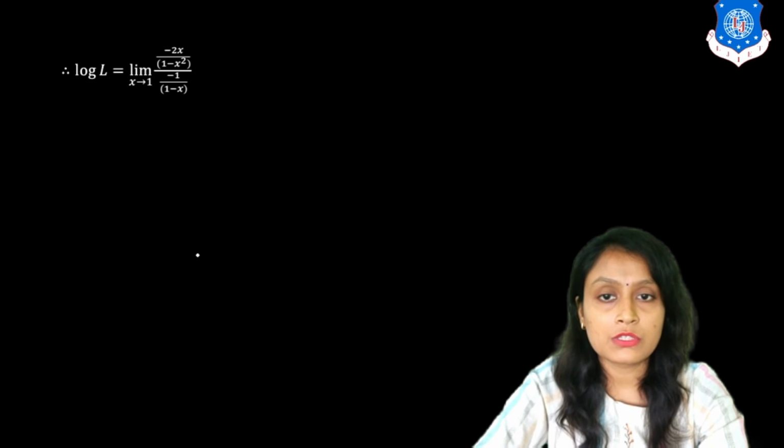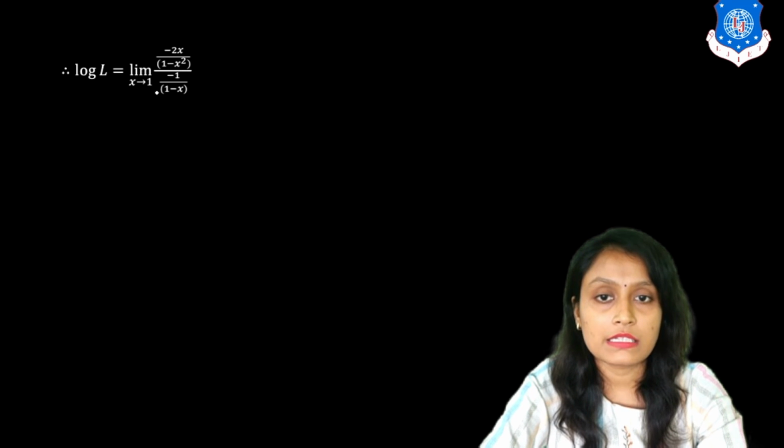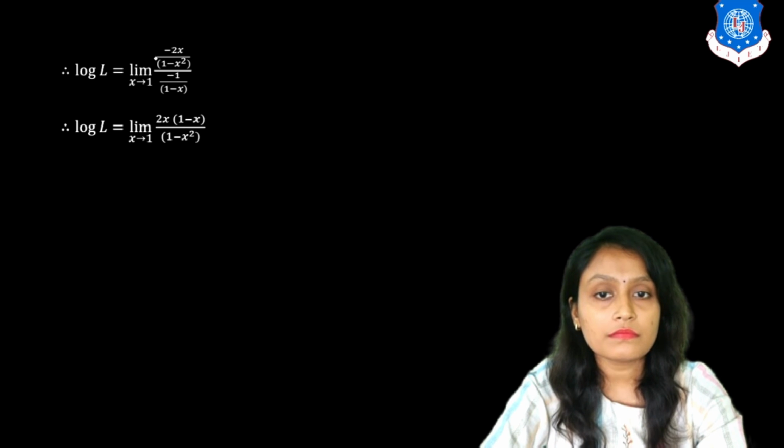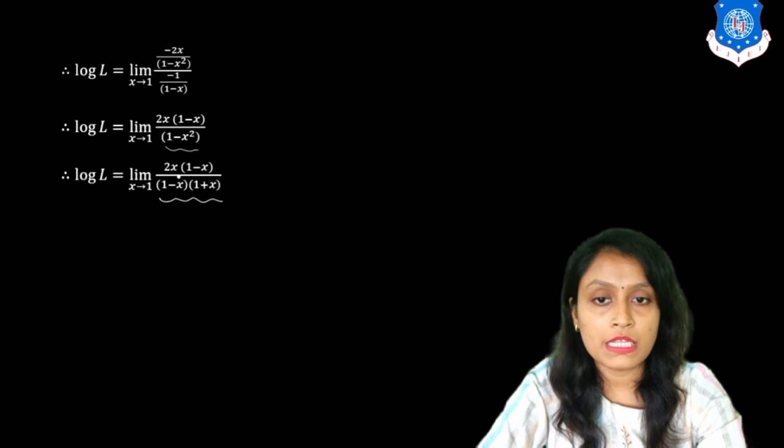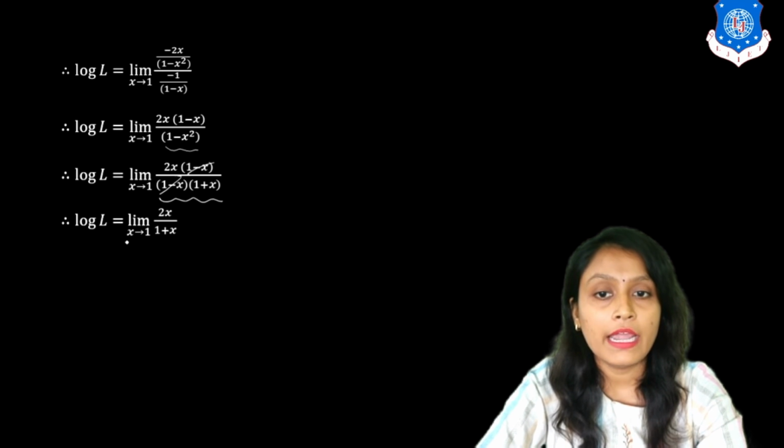On applying L'Hopital's rule, we will get log L is equal to limit x tends to 1 of 1 upon (1 minus x square) into, applying chain rule, minus 2x, upon minus 1 upon (1 minus x). Simplify this, so you will get log L is equal to limit x tends to 1, this minus will get cancelled, so 2x. Bring this 1 minus x in the numerator and this 1 minus x square in the denominator. Now we will expand this, so we will write 1 minus x square as (1 minus x)(1 plus x). This 1 minus x will get cancelled and what will remain is log L is equal to limit x tends to 1 of 2x upon 1 plus x.